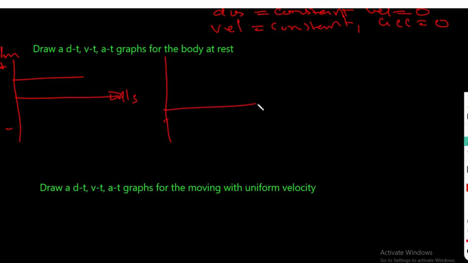I know you can already start guessing. Because the displacement is constant, the velocity is 0, and the acceleration is 0. So the velocity will be here. This is 0, this is negative, this is positive. So we have 0 velocity. It'll be here. Now we'll have no acceleration, which means the acceleration graph will just be an empty graph.